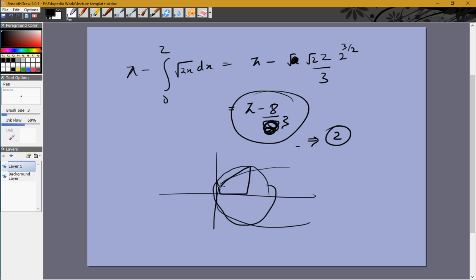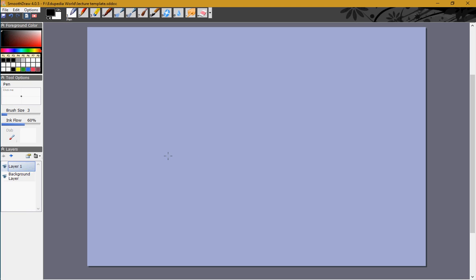This total area was pi, and the area in the interior was 8 by 3. The difference between them will be the region we want. We want a curve next that passes through the point (1, minus 1) and satisfies the equation y times (1 plus xy) dx is equal to x dy. So we just need to solve this.